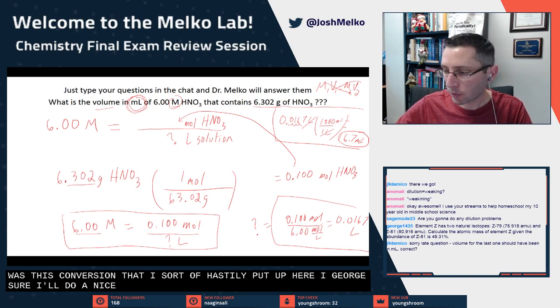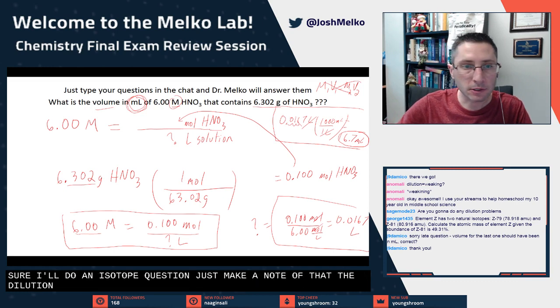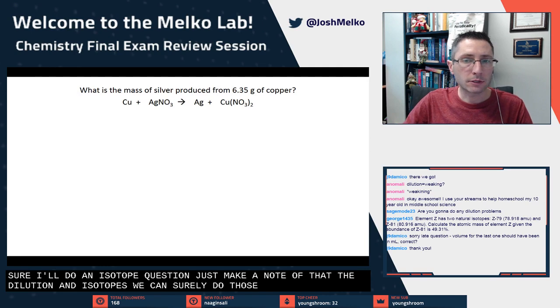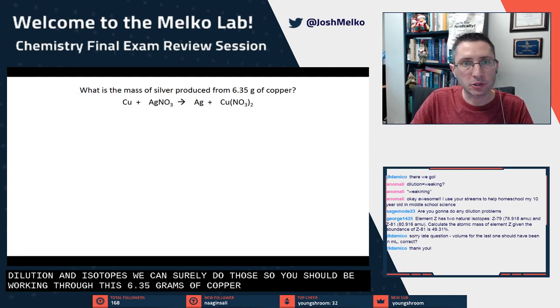George, sure, I'll do an isotope question, or that exact one. Make a note of that. Dilution and isotopes, we can surely do those. So you should be working through this 6.35 grams of copper. All right, this is a pretty short question.